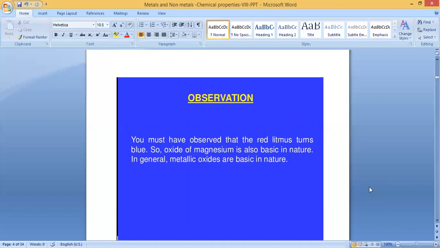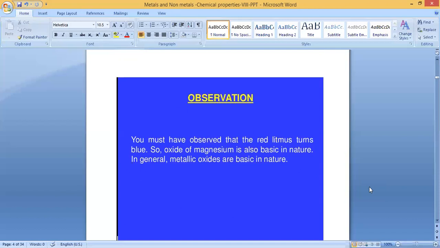So you have taken two litmus papers, one red and another blue. You put one drop on both papers. You can see that red litmus turns blue. So the oxide of magnesium, magnesium oxide, is also basic in nature. If the red litmus paper turns blue, what does it indicate? It shows magnesium oxide is basic in nature. In general, metallic oxides are basic in nature. Clear? So here metal reacted with oxygen forming metallic oxides. So metallic oxides are what in nature? They are basic, not acidic. Clear?